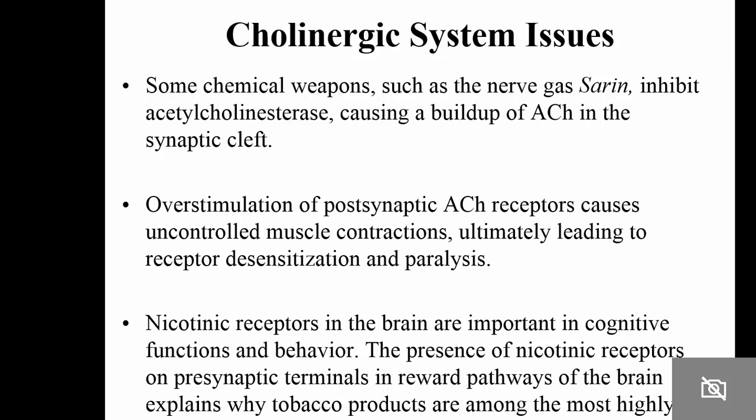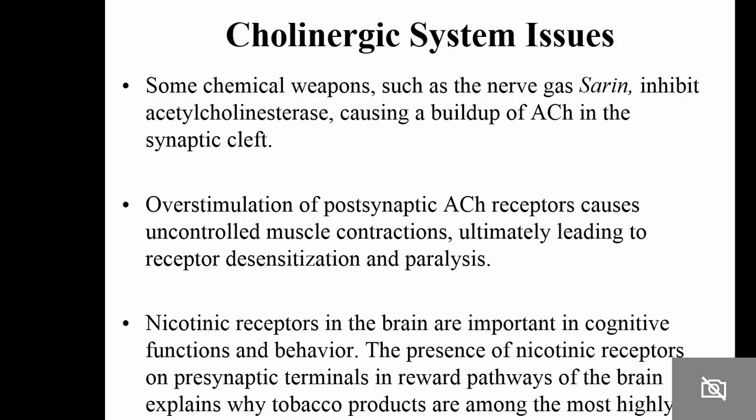Some chemical weapons, such as the nerve gas sarin, inhibit acetylcholinesterase, causing a buildup of acetylcholine in the synaptic cleft. When it builds up in the cleft, you have two problems. One, muscle contraction continues to occur, and two, it can't resynthesize it, so it can't uptake it. So that junction here is always active. And that can't be, because you can't repolarize the cell.